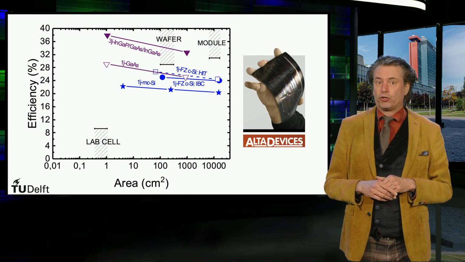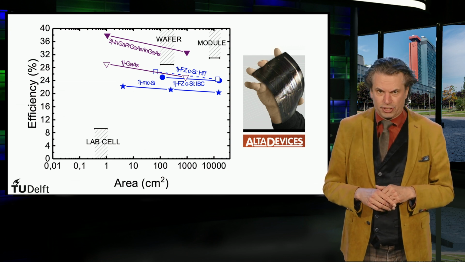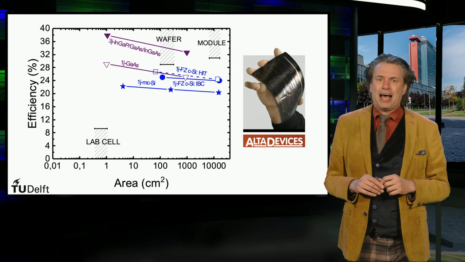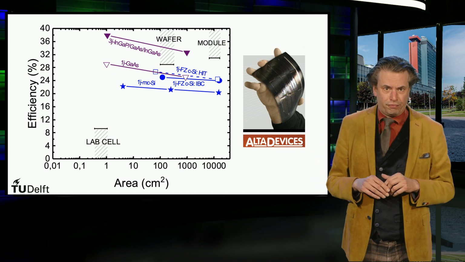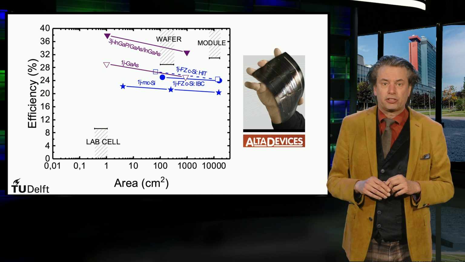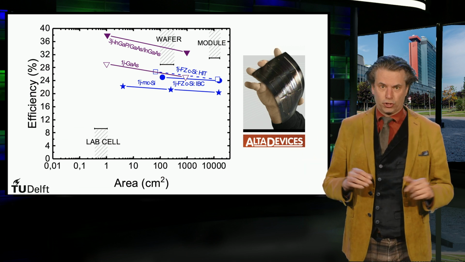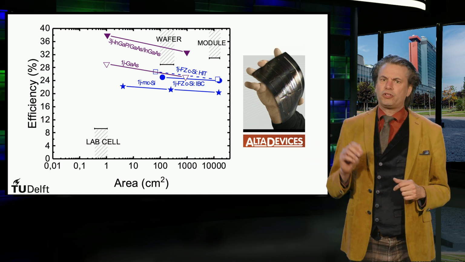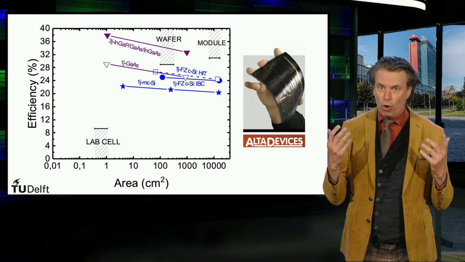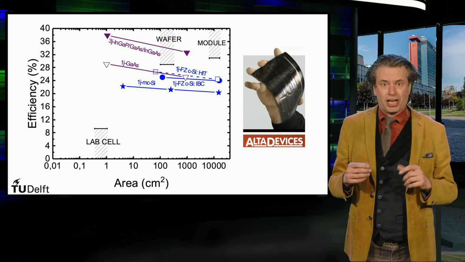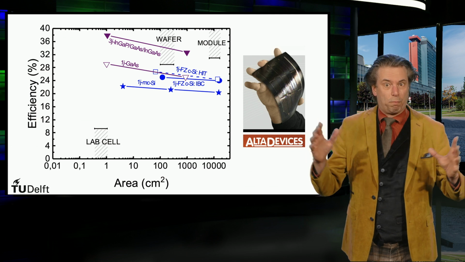The indium gallium phosphide, gallium arsenide, indium gallium arsenide triple junction module has a size of about 858 square centimeters, which is about 30 by 30 square centimeters. Note that for such a typical small module size, this triple junction has the highest efficiency of all PV technologies.